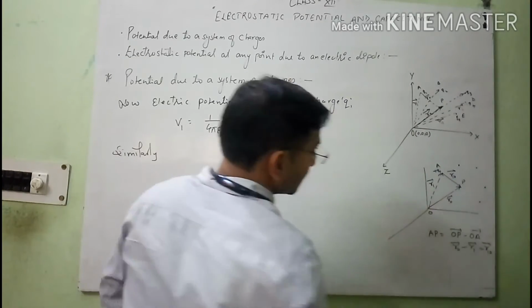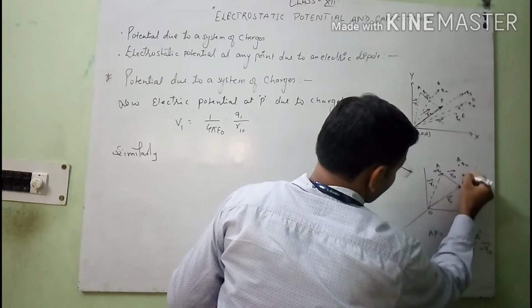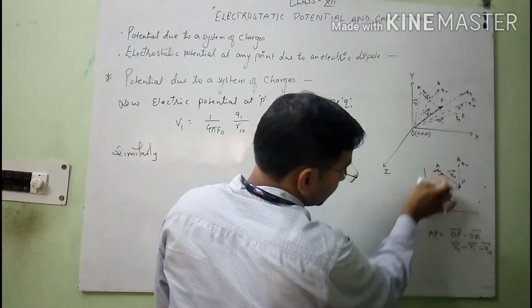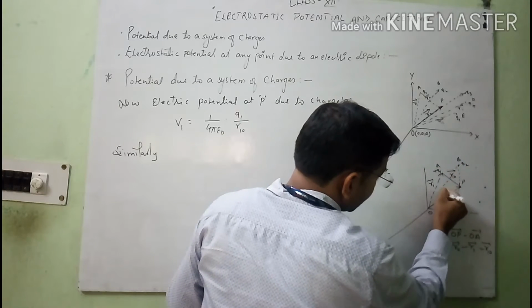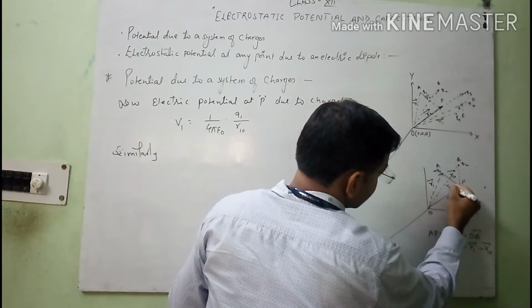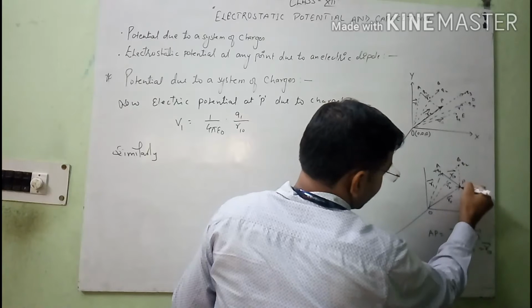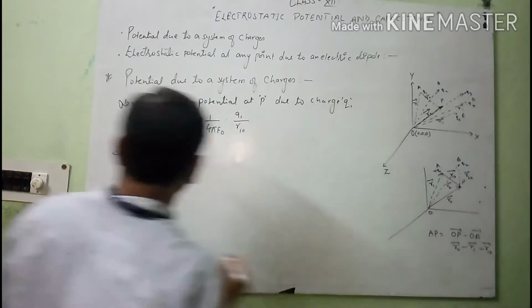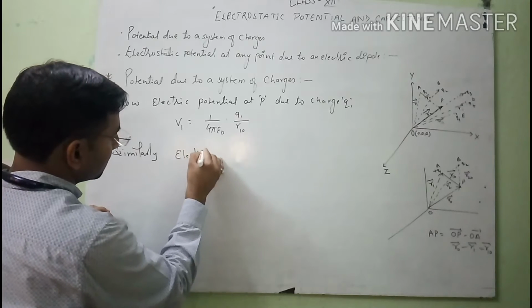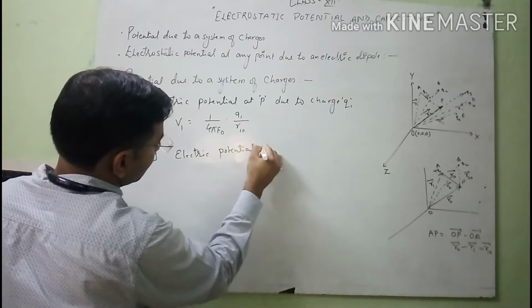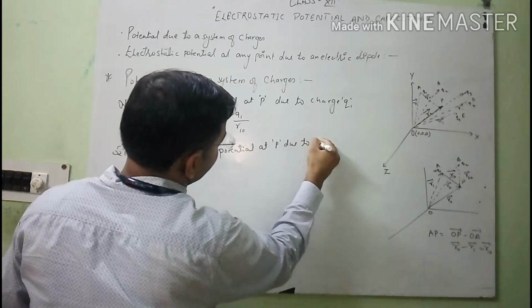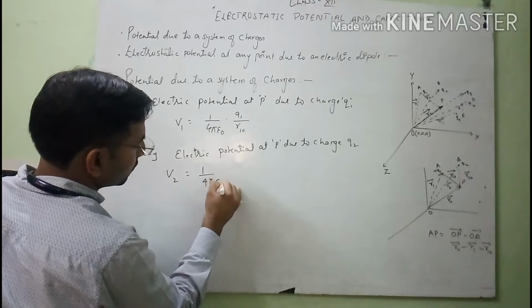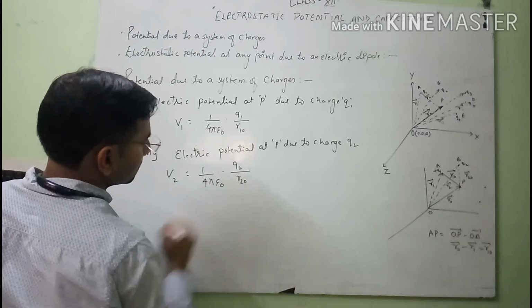Similarly, if we want to find the electric potential at point P due to charge Q2, located at point B, we again follow the same procedure as for A. Join the points; this is the position vector of charge, R2. So the vector BP is denoted by R20. So the electric potential at P due to charge Q2, denoted by V2, equals 1 over 4 pi epsilon naught, Q2 upon R20.